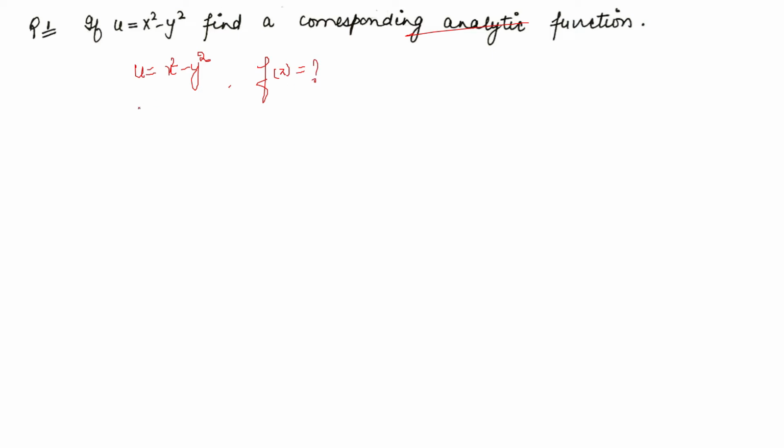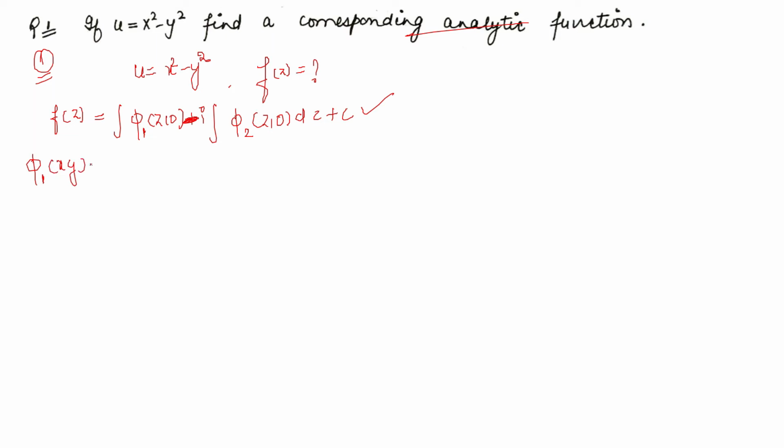If you get such a type of question, Milne-Thomson should strike your mind and you should write the formula, and we will use the first formula because u is given. So f of z is equal to the integration of phi 1 of z comma 0 minus i integration of phi 2 of z comma 0 dz plus a constant c. We will use this, and we know phi 1 of x, y is equal to u_x, which is del u upon del x. We can also write it like this: phi 1 of z, 0, where x is replaced by z and y is replaced by 0.